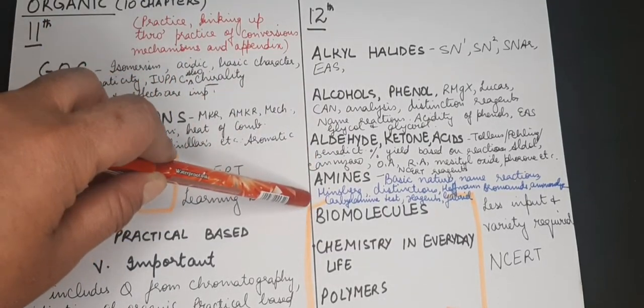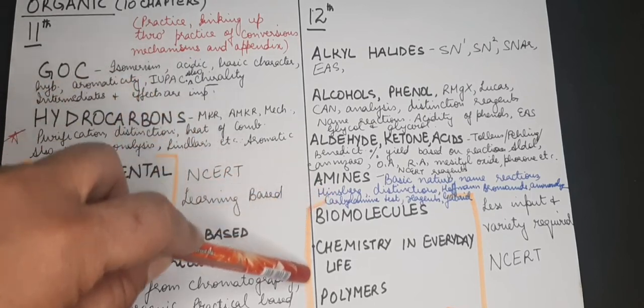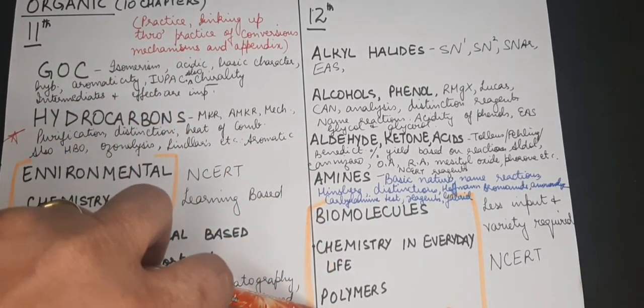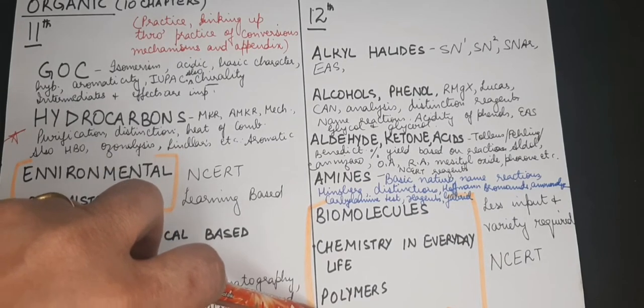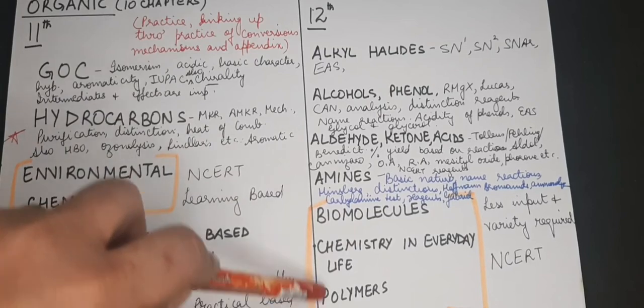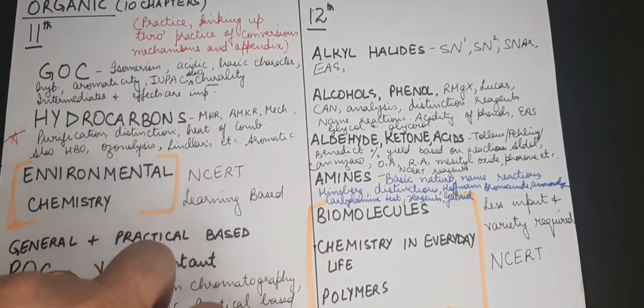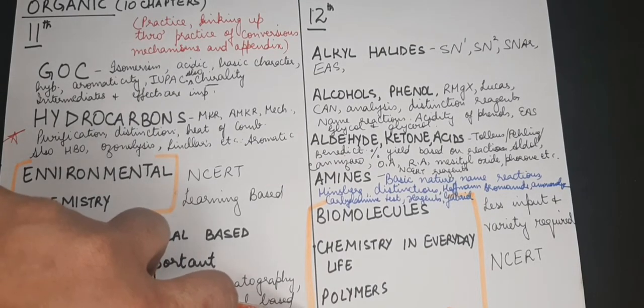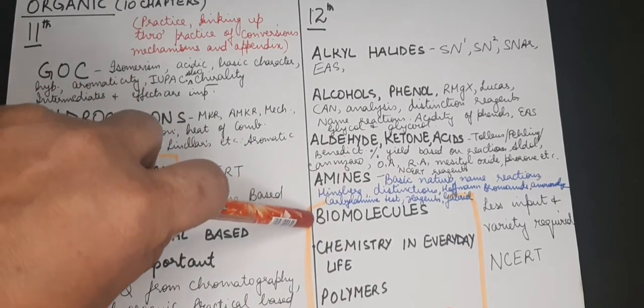That is important. Okay, now these are the last 3 chapters: biomolecules, chemistry in everyday life, and polymers. These chapters are, again, I would suggest just focus on NCERT. This is more learning based, but more critical questions have been asked, like you cannot do superficial learning. You need to be knowing structural aspects. You need to be knowing about amino acids, the amino acid table.